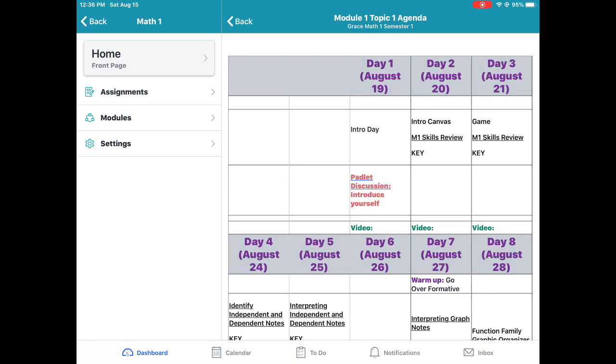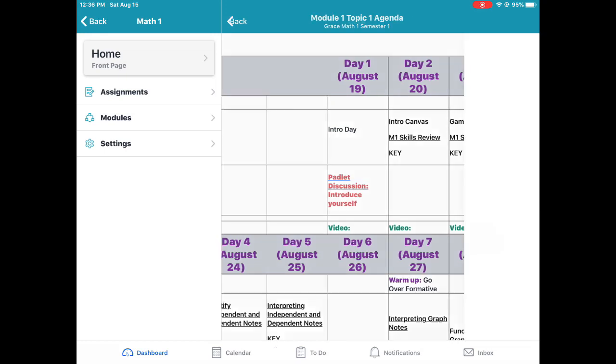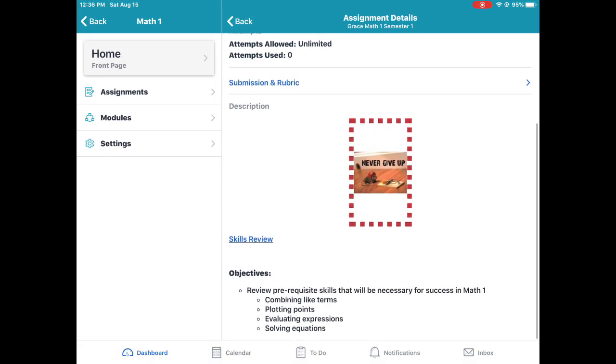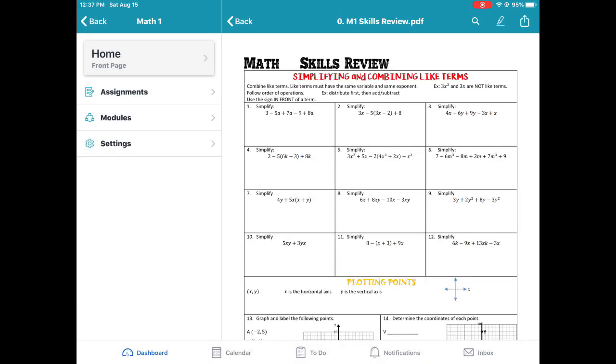Obviously, I'm going to assume that you are able to find this page right here because that's where the video is linked. We're going to do Math 1, that's M1, Math 1 Skills Review. So we'll click on the link. Okay, scroll down a little bit. We've got our objectives for the lesson. I've got my little meme going there for you, something to look at. Right here, this link, Skills Review, we're going to click on it real quick. And our assignment pops up for us.